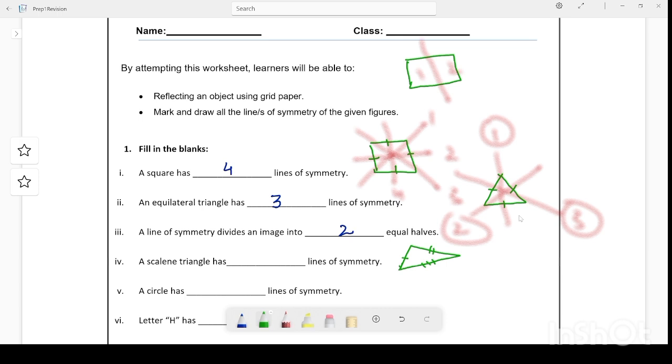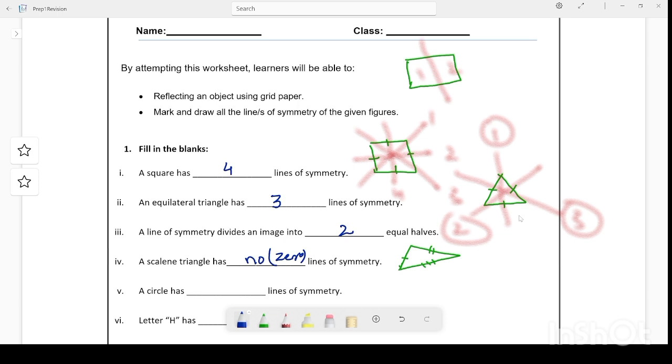If I draw a line here, it will not give the same shape on either side. Similarly, if I draw here, it will not give the same shape on either side. So whatever line we draw, the two sides will not be equal. That's why this says that it has no lines of symmetry, or sometimes we can say zero lines of symmetry.